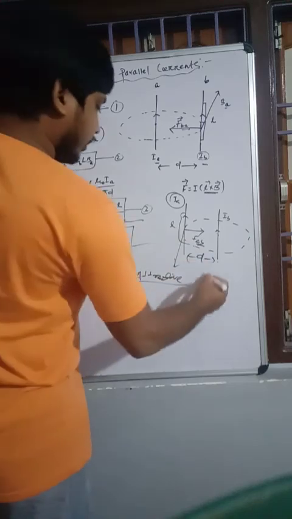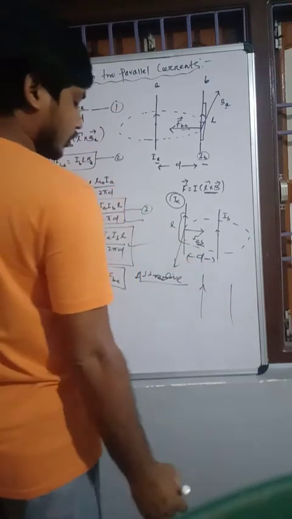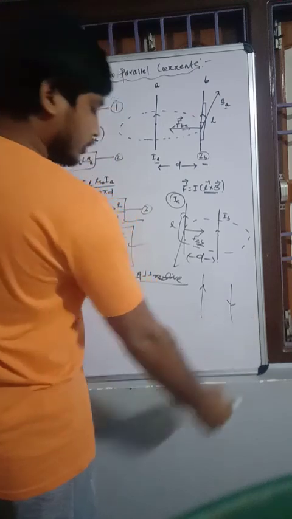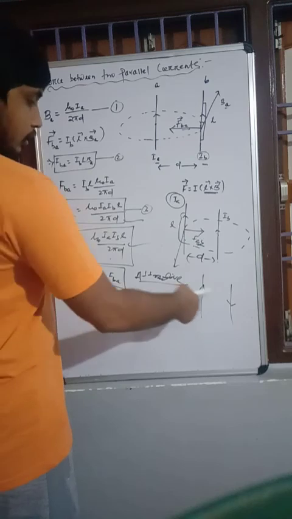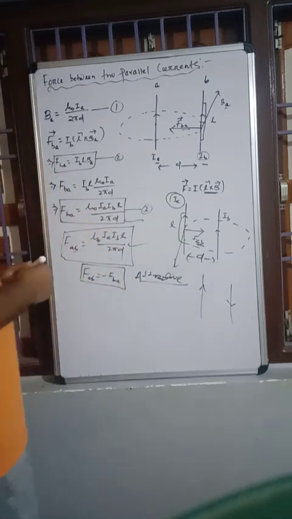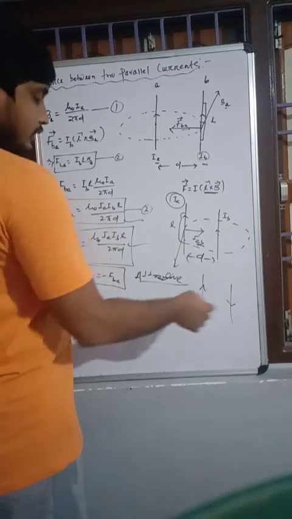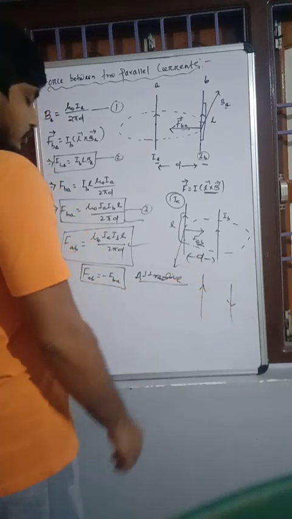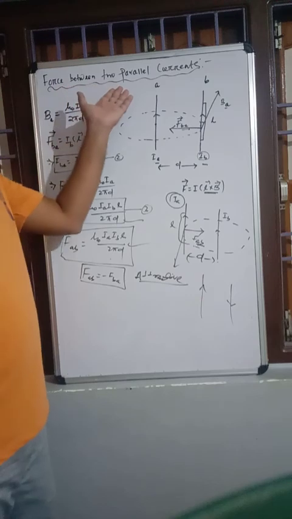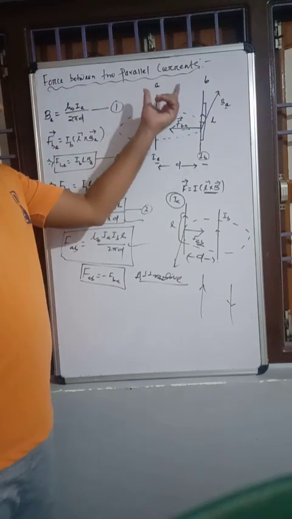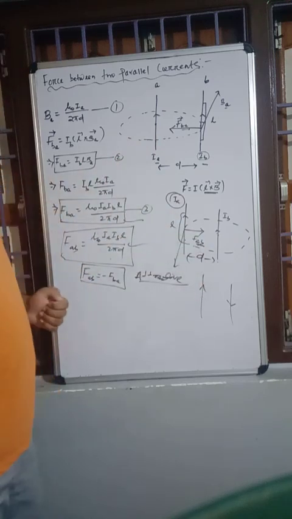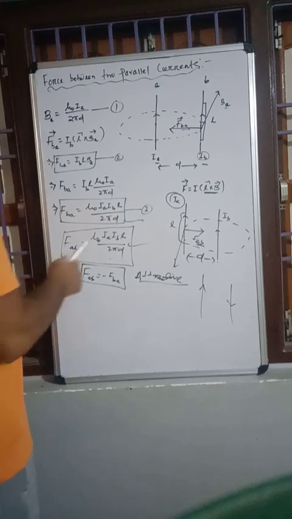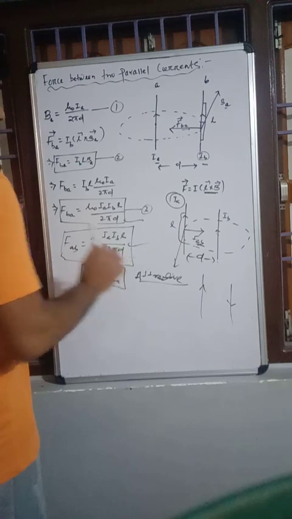Similarly, if the currents are anti-parallel, if one is going in the upward direction and one is going in the downward direction, the magnitude of the force will remain the same, but here the force will be repulsive. So you have to remember that when the currents are parallel or moving in the same direction, the force will be attractive in nature, and when the currents are in opposite directions, they will be repulsive in nature. And you also have to remember the expression for the force. F will be equal to mu naught IA IB L by 2 pi d.